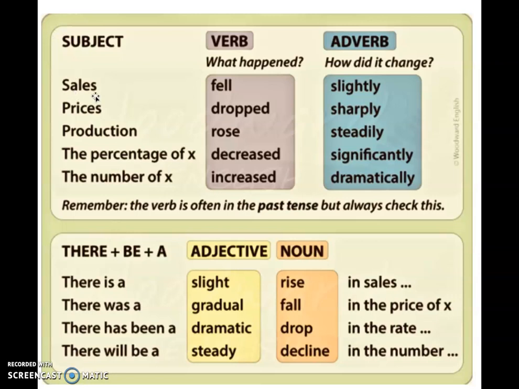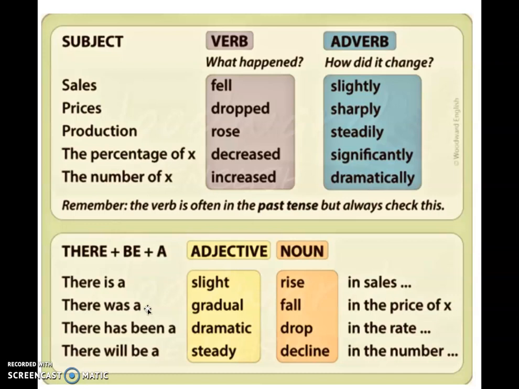Here are some examples of how we could say this in a sentence. You could say sales fell slightly. So we have our verb here, we have our adjective here. Or prices dropped sharply. Or production rose steadily. Or the percentage of something decreased significantly. Or the number of something increased dramatically. We usually use past tense, but it just kind of depends on which graph you're describing.